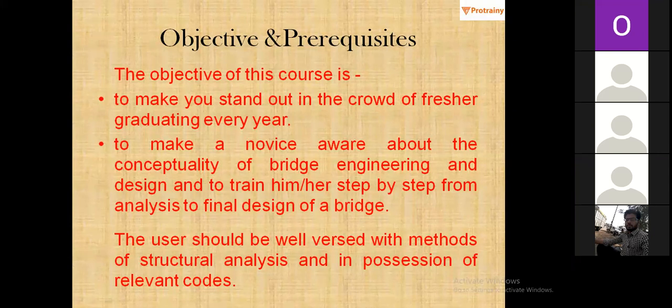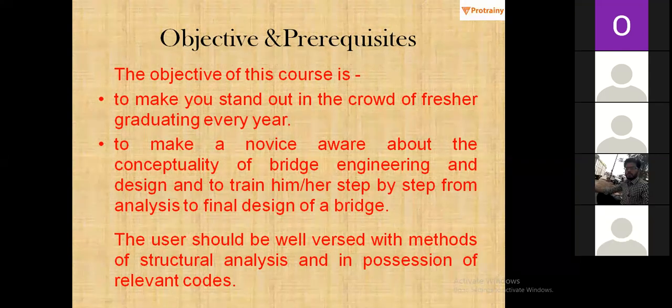So these are the objectives, and the prerequisite is that the user should be well versed with the methods of structural analysis and in possession of relevant codes. Now I am pressing this particular point again, that you have to be in possession of relevant codes. The codes I am going to give out during the term of this course. You have to get these codes, and you have to have these codes with you while going through these classes.